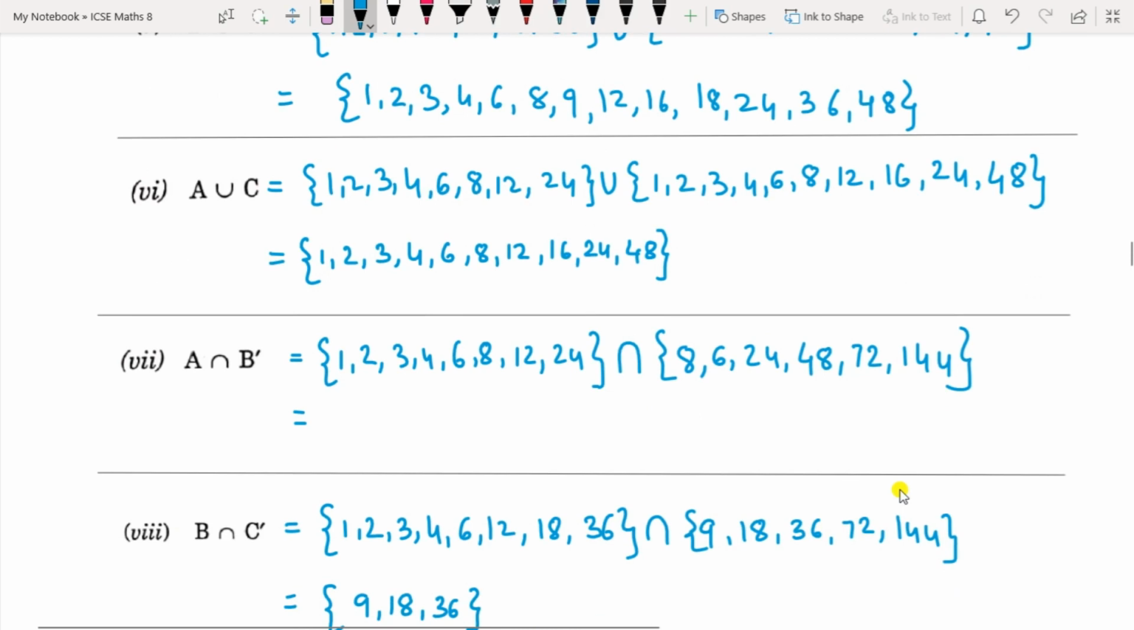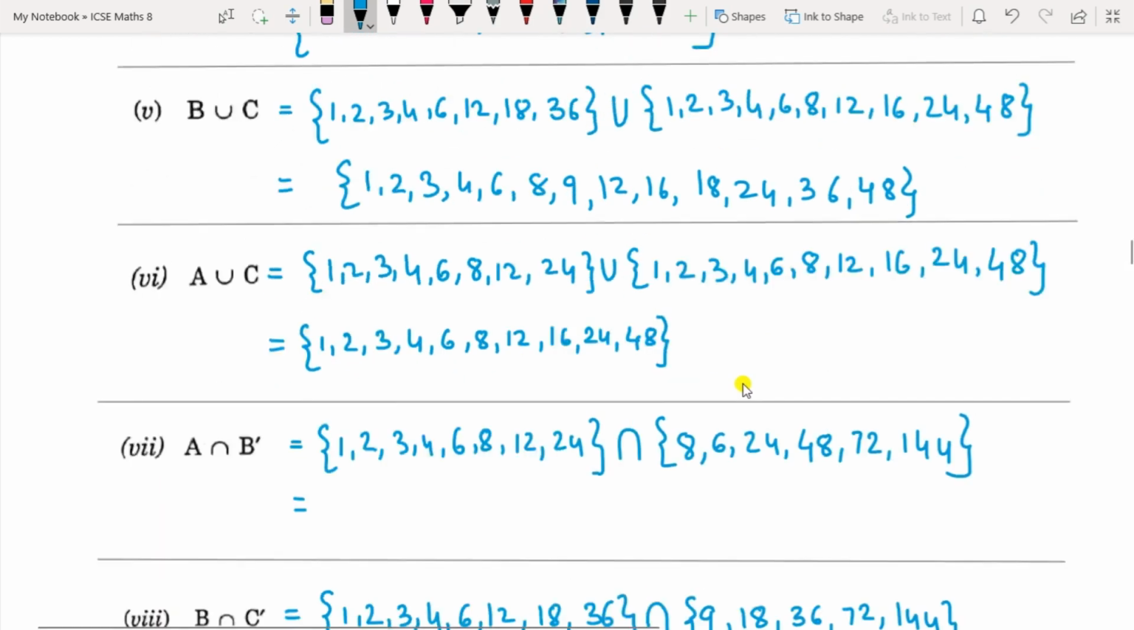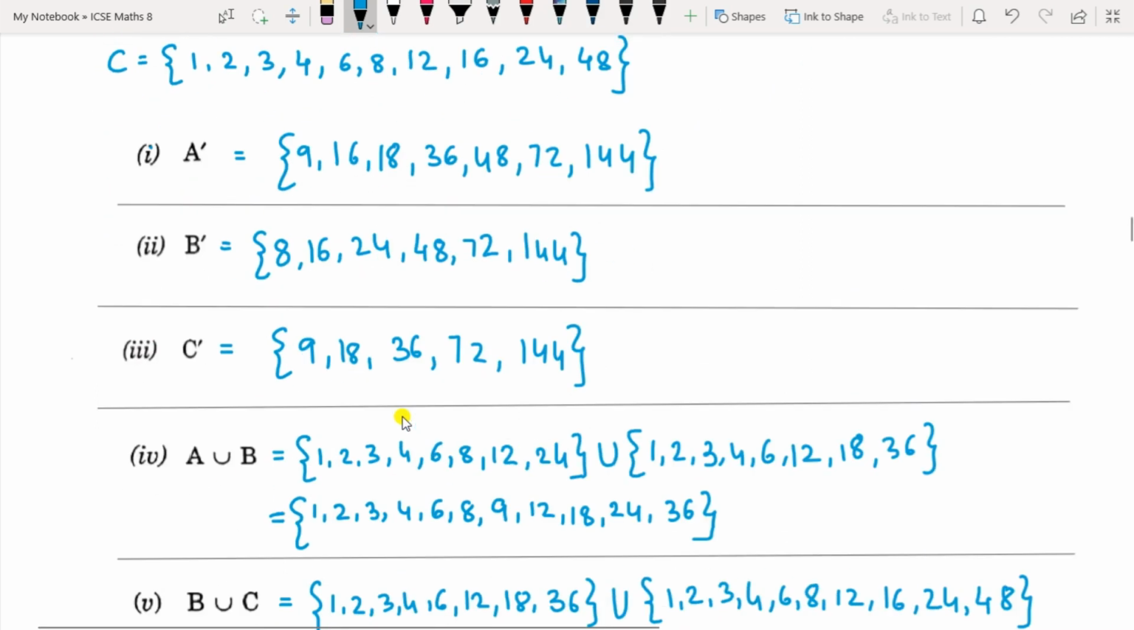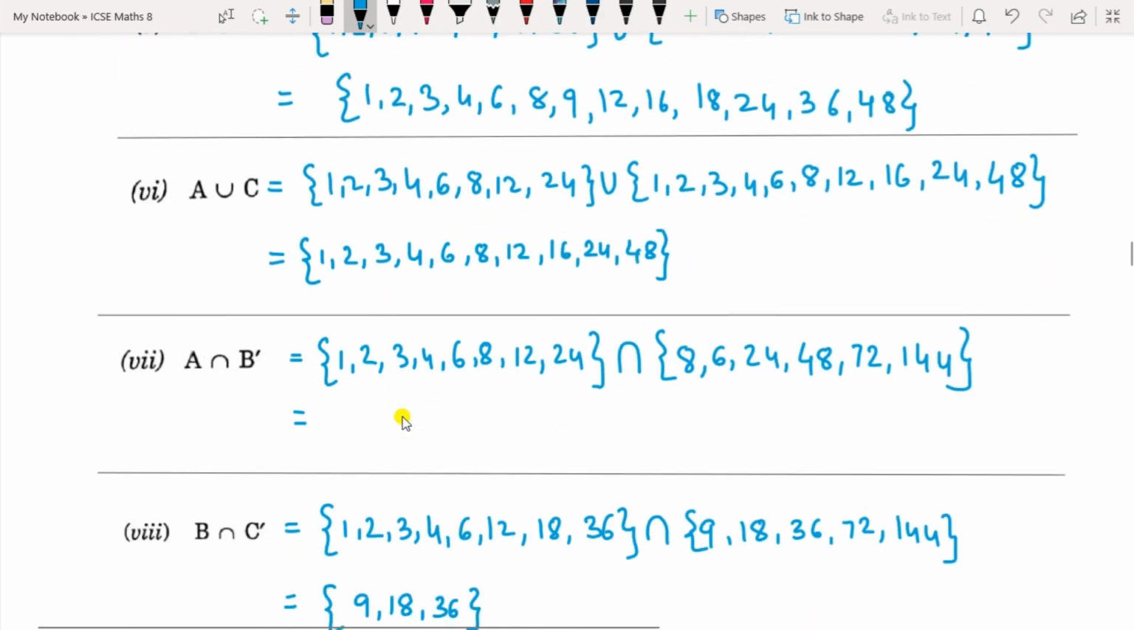Similarly for A union C, then A intersection B complement. B complement we have just found. So A and B complement, you have to find the intersection. What are the common elements from these two sets? I can see 8 and 24. So that is the answer.